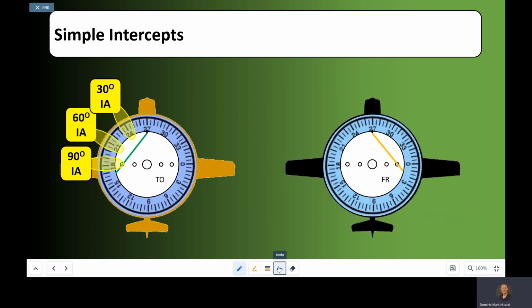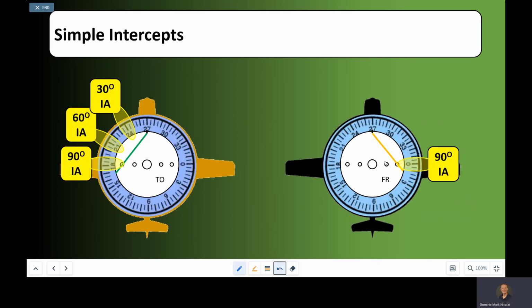What if it's a from indication? What if I'm not heading 270? What if I'm heading 150? What if I'm going the opposite direction, 090? Completely doesn't matter. This rule just works every single time. I want to intercept course 270 from the station. If I want a 90-degree intercept, I go north.